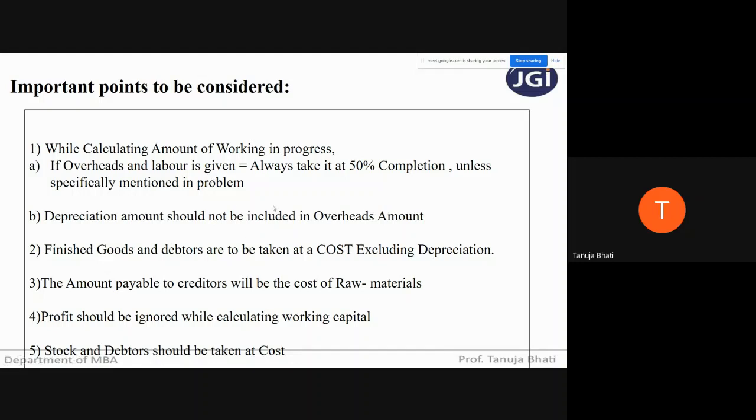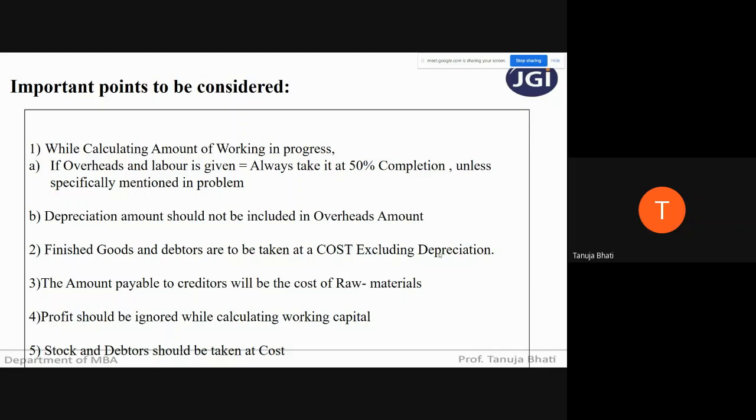Second point is depreciation should not be included in overheads amount. As I told you, different expenses will be involved in converting the raw material into finished goods, so do not consider depreciation at that time. When the problem gives you several expenses, do not consider depreciation. Third point is finished goods and debtors are to be taken at cost excluding depreciation. See students, while calculating the amount of work in progress, you take the labor and overheads at 50%, and when you take these overheads, you do not include the depreciation. Second, finished goods and debtors are to be taken at cost excluding depreciation. Now students, once the goods go from the raw material stage to the work in progress stage, then they go to the finished goods stage.